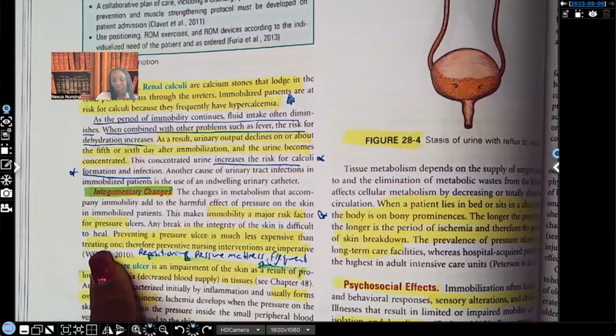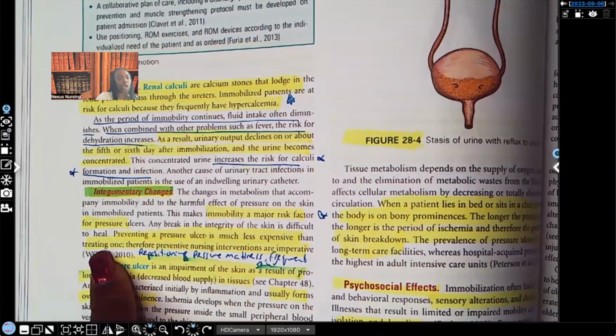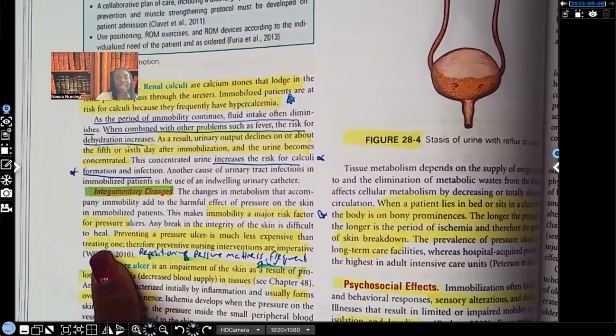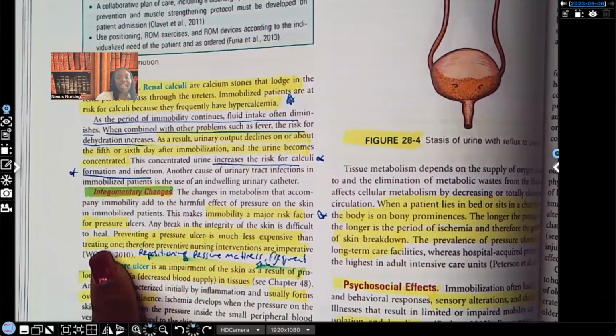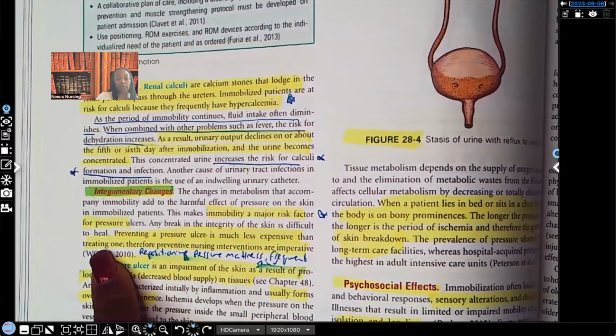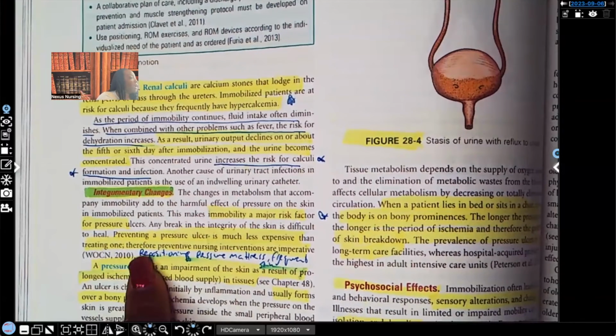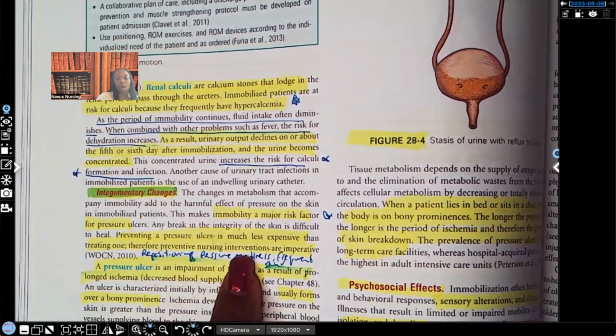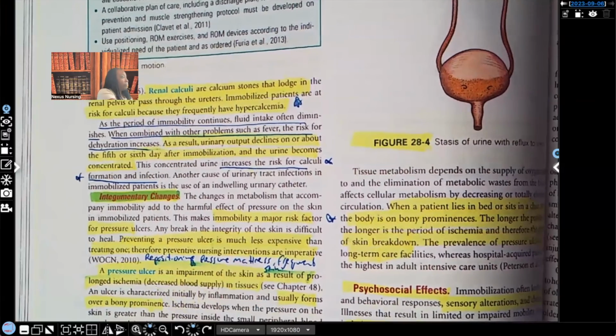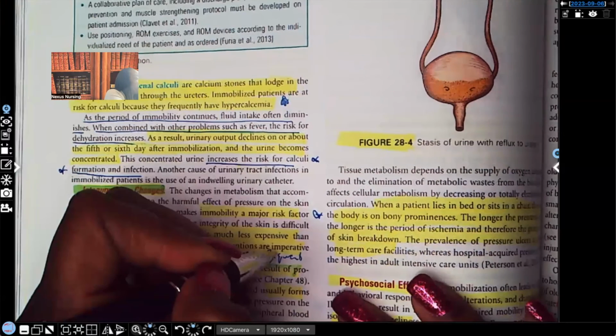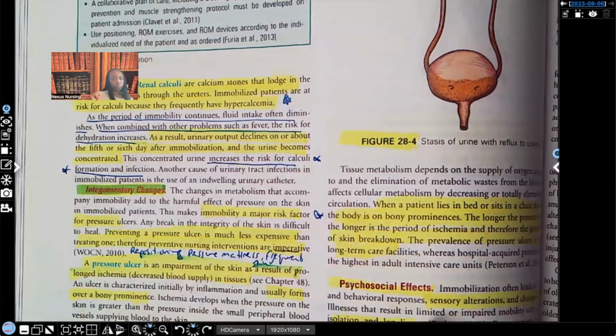And guys, it's not only pressure ulcers, it's everything. When it comes to nursing, when it comes to medicine, it's always cheaper, easier, and more beneficial for the patient to prevent than to treat. Okay? Therefore, preventative nursing interventions are imperative. Let me underline imperative. Very important.